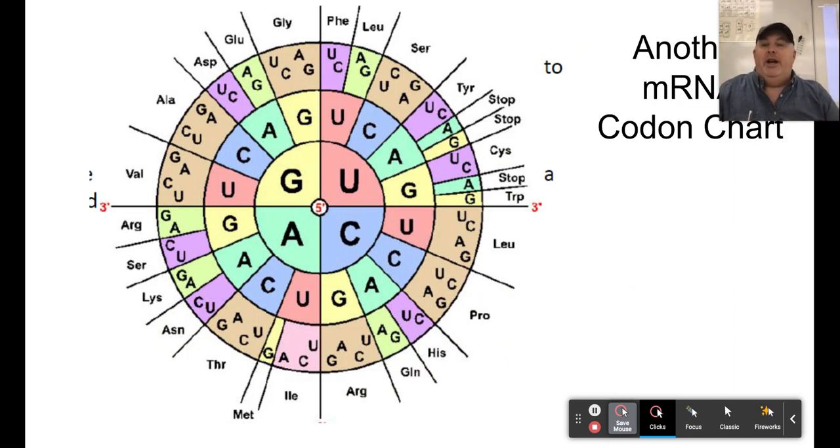This is another way of looking at it as well. This one is, I think, sometimes a little easier. The bigger the letter is the first sequence. So, for example, AAA, here is my first sequence. Here is my second sequence. And my third sequence right here, A. So A, going from the inside to the outside, codes for an amino acid called lysine. And again, just a different way of interpreting this. I think your book uses the previous chart, which is the square.